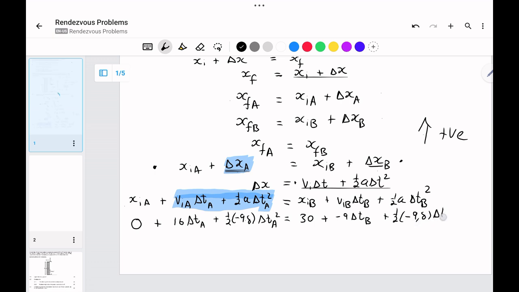Times the time for B squared. Okay, so let's have a look at this equation. We'll realize there are two variables, time for A and time for B. But we do know that there is a relationship between the time for A and B.